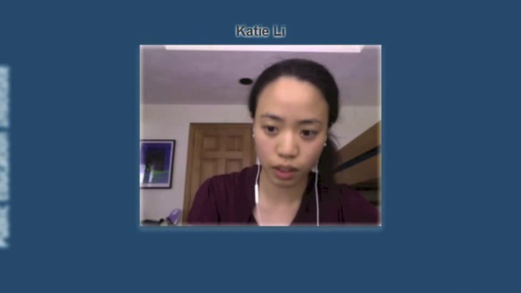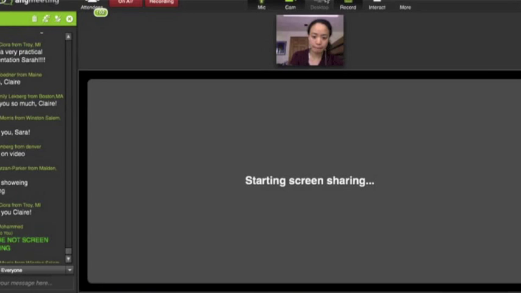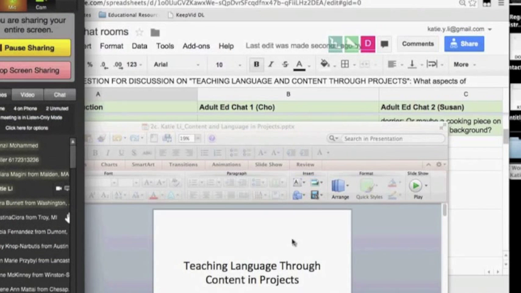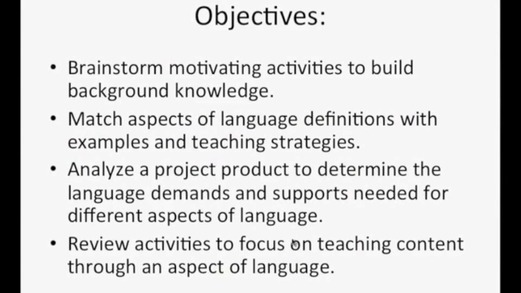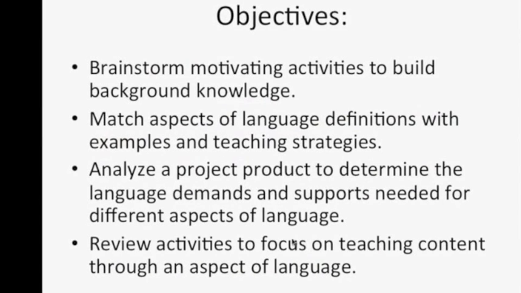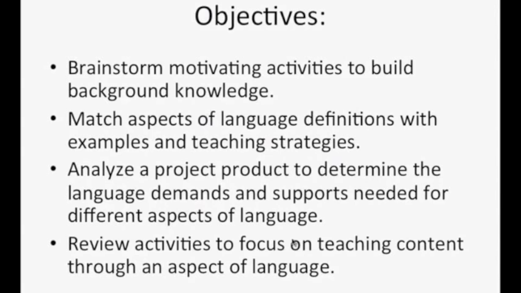I'm just going to make sure that I... I don't think you can see my PowerPoint yet, so I'm going to go ahead and screen share with you. I think that should work. So can everyone see that now? I think that's okay. So those are sort of the objectives that we're going through today.